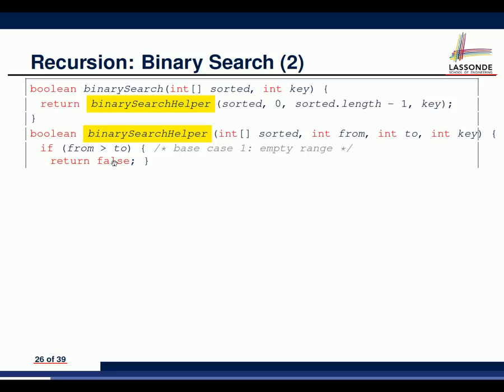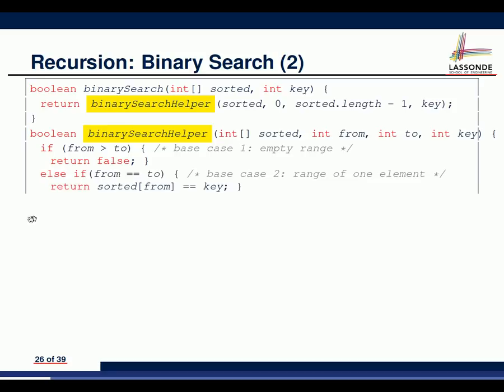But what about if, let's say, from is equal to to? Then what should we do? If from is equal to to, that means we're only considering one single element. But how do we know we have found it? Well, you check to see if that particular element is the same as the one you're looking for, right? So if from is equal to to, and remember from is the index, we'll say sorted array at position from is equal to the key. If it is the case, then return true. If it is not the case, return false. Okay, so those are the 2 base cases.